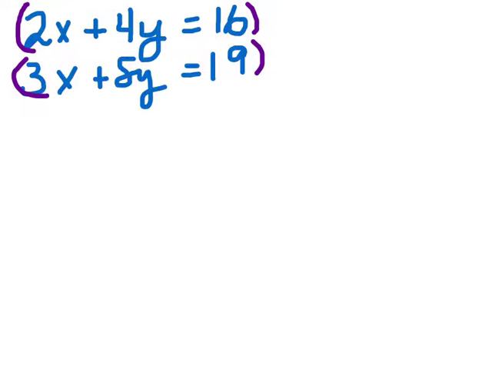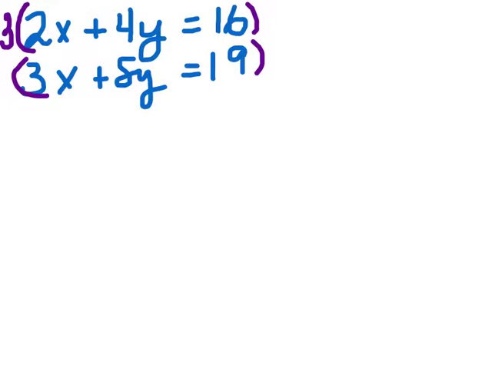So here's what I can do. I can say, you know what, the smallest number that 2 and 3 both divide into is 6. Okay, so since 2 and 3 divide into 6, let me get a 6 out front. How will I get a 6 out front of the x's? Well, 2 times 3 would give me 6.